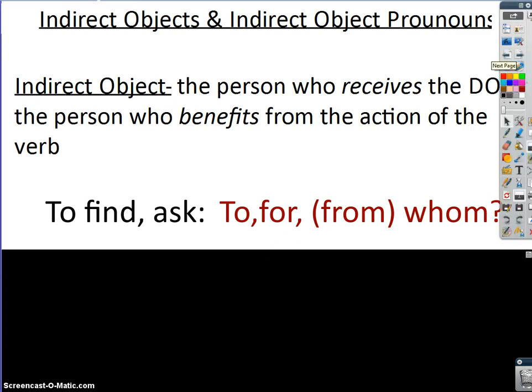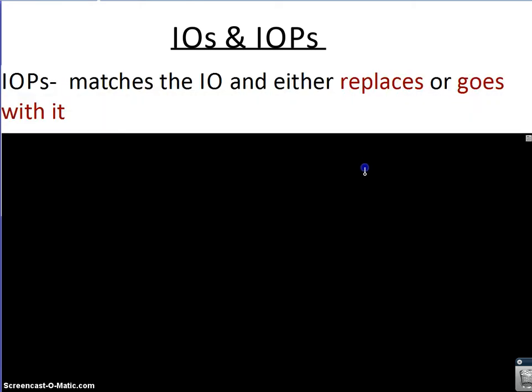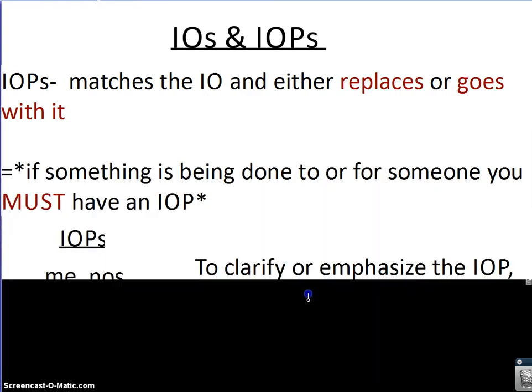So, what else should you know about indirect objects and indirect object pronouns? Well, usually pronouns replace nouns. That is the general rule. However, indirect objects and indirect object pronouns are an exception to this rule, and this is so important, and this is what trips up students most often. So you have to remember that indirect object pronouns match the indirect object and either replace it or go with it in a sentence. Let me show you what I mean by that.